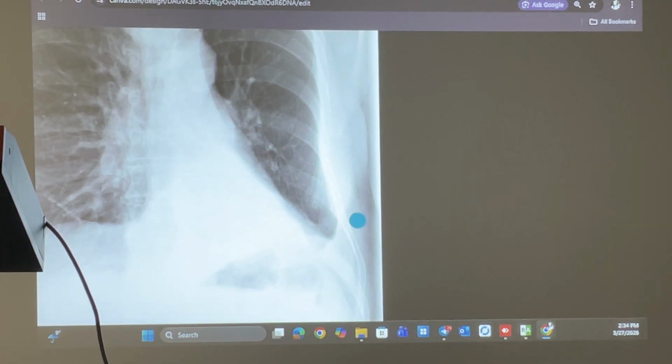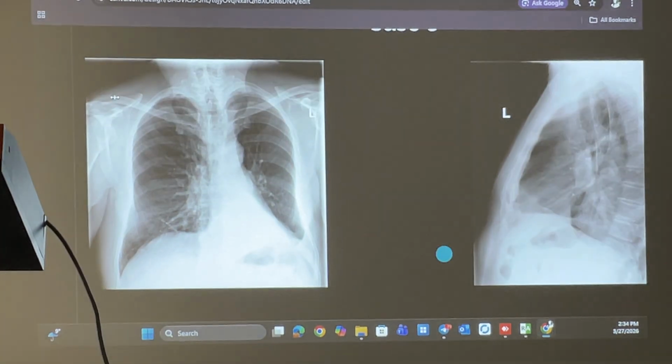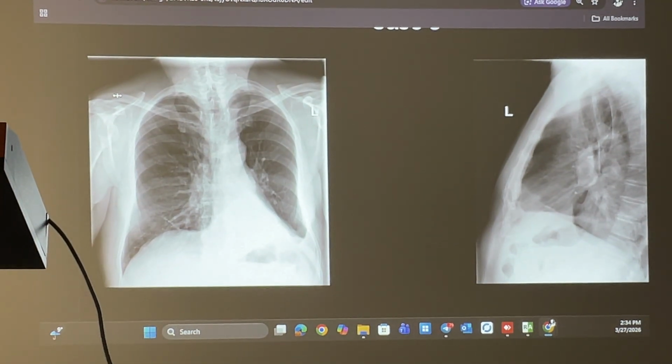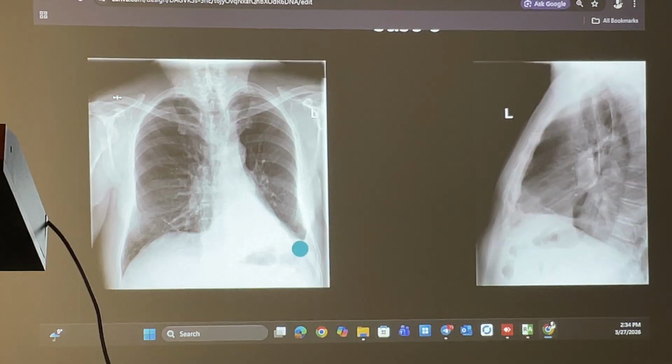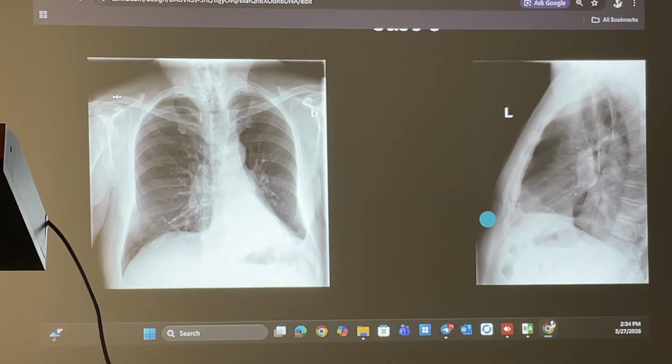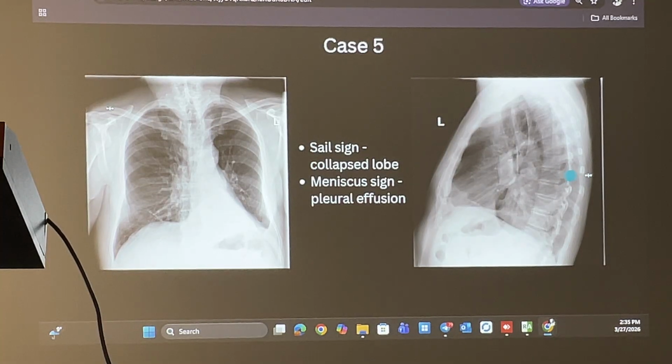What else? What is this? Why can you not see the left costophrenic angle? Look at it. There is a meniscus sign when we see pleural effusion.